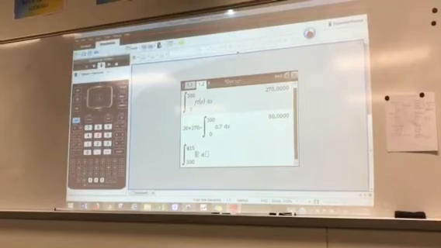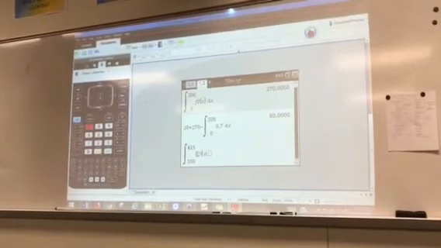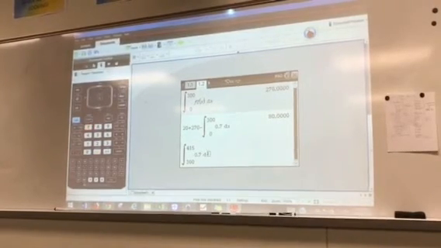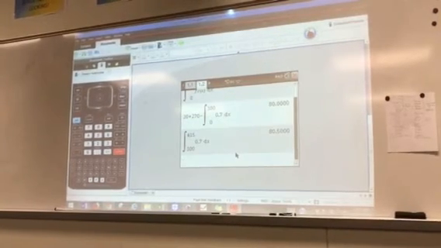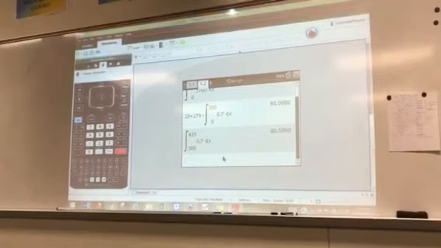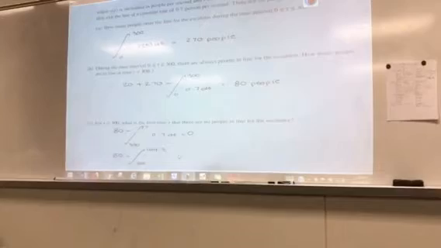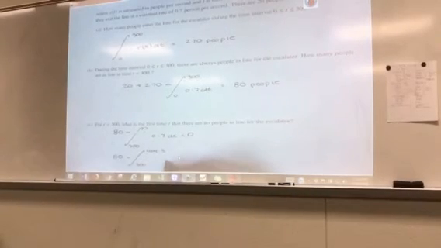When we do this, we get approximately 414 seconds, and we can check this work by going back and taking 80 minus the integral from 300 to 414 of the rate of people leaving the line, and we see that we get approximately 0.